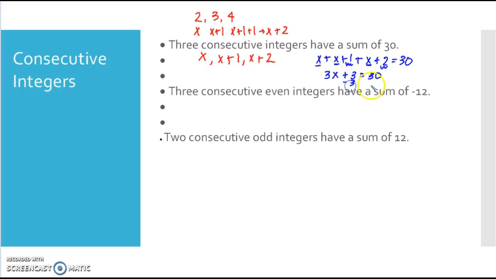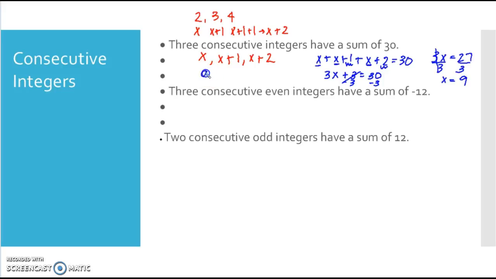I can subtract 3 from both sides. I'm going to bring it over here. So I've got 3x equals 27. Divide by 3. So x equals 9. Now that's not my answer. I want to know 3 consecutive integers, so I'm going to take this back here.